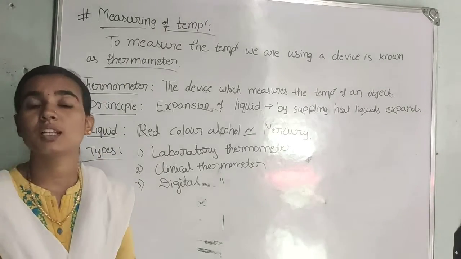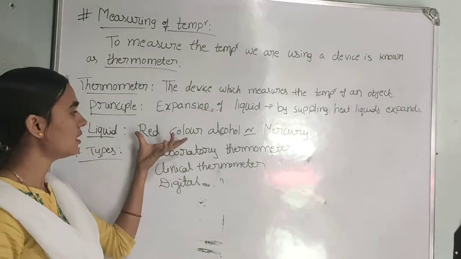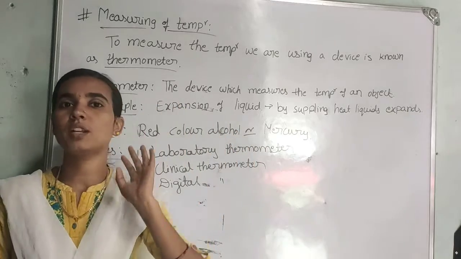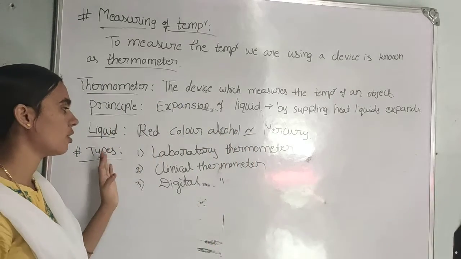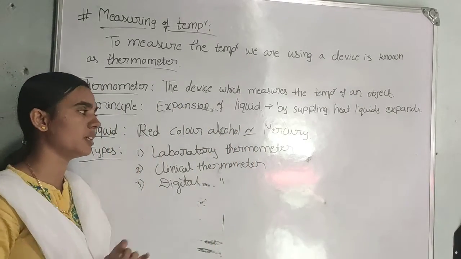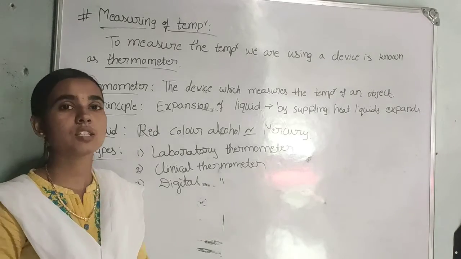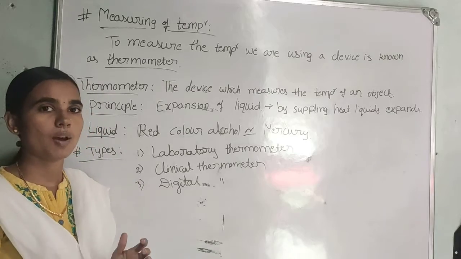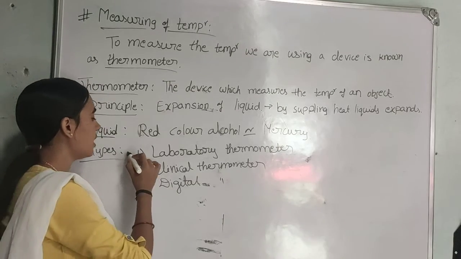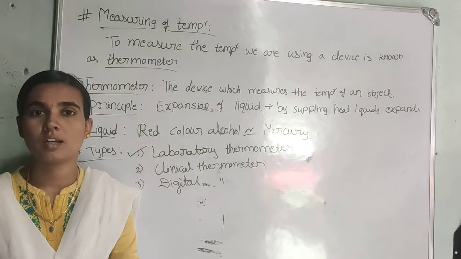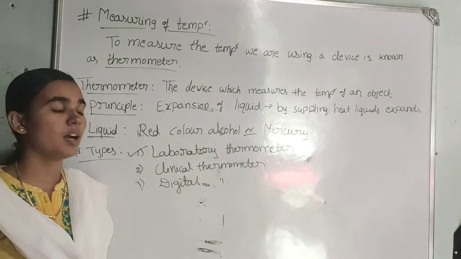Which type of liquid is present in the thermometer means red colored alcohol or mercury. One of these two liquids is present, and the types are laboratory thermometer, clinical thermometer and digital thermometer. So in the next class we have to discuss one by one. First we have to discuss the laboratory thermometer: what it is, its principle, working, construction, all those things in the next class.